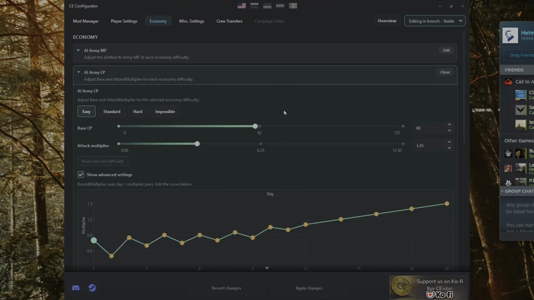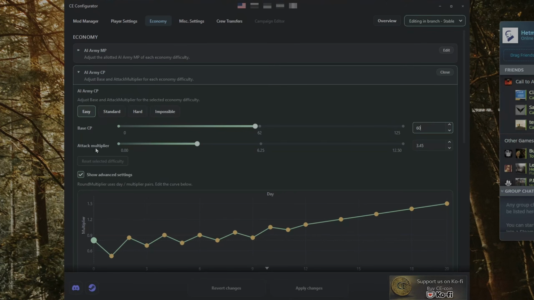The next one will be CP. So this one is not referring to the amount of money AI has. This is essentially restricting the overall CP cap that AI will have. So you can still allow AI to have high quality troops, but not as many, essentially. And we have base CP. I guess this is based off our base CP. And currently it's 60 across the board.